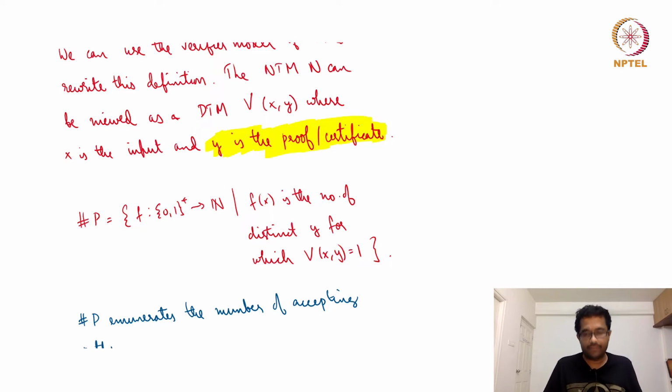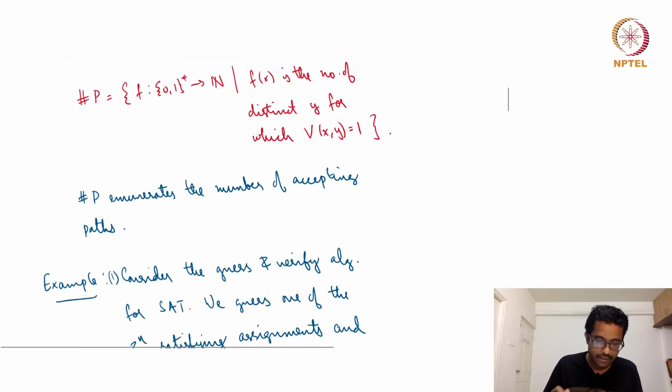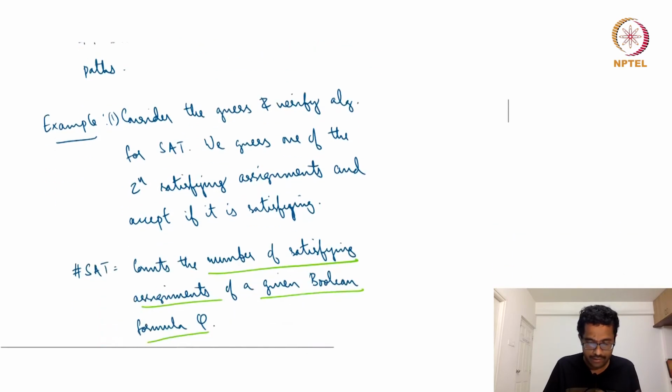So what is #P? It's a class of all functions which map x from {0,1}* to a count, where the count is a natural number, and the function corresponds to the number of y that leads to x being accepted. So f(x) is the number of distinct y for which x is verified correctly, that is, the number of proof or certificate strings for an x. So #P also enumerates the number of accepting paths. Again, this is just a repetition.